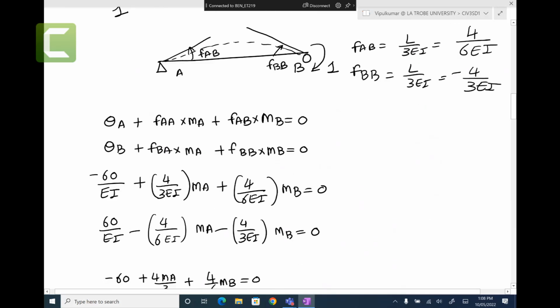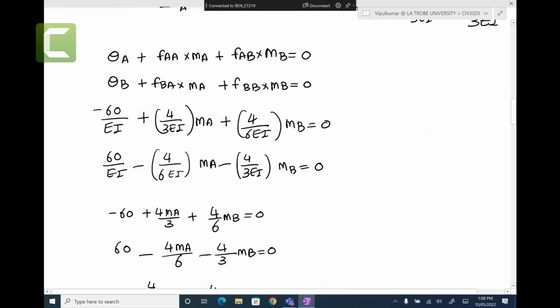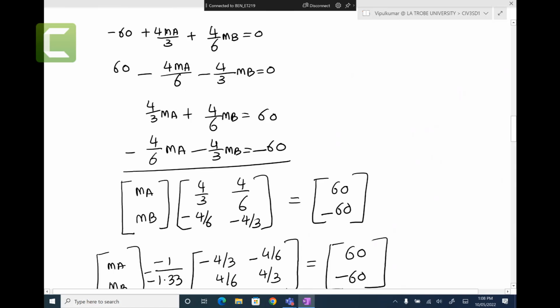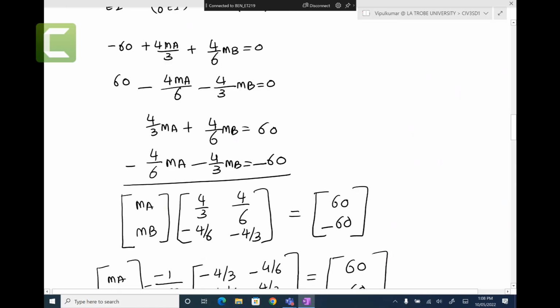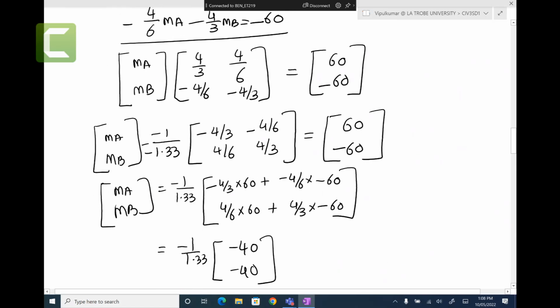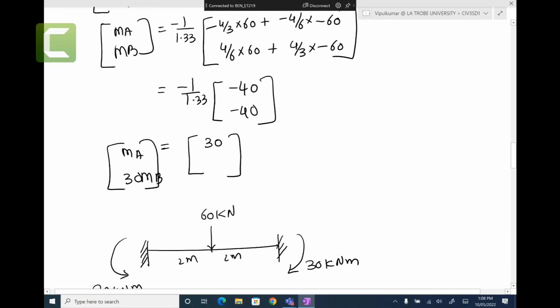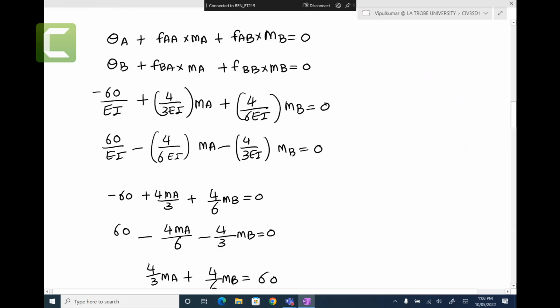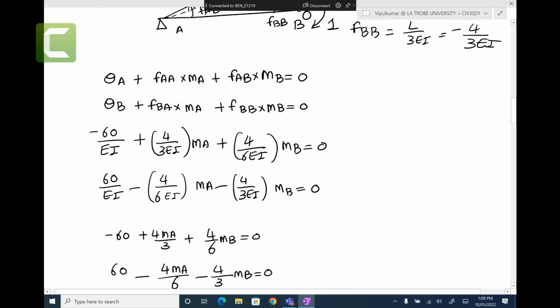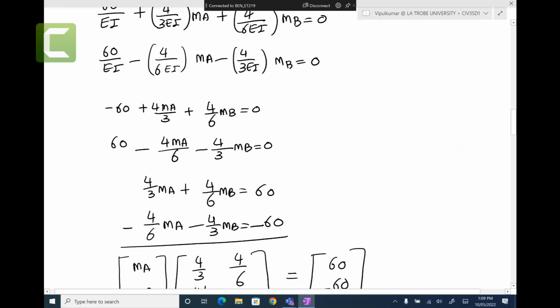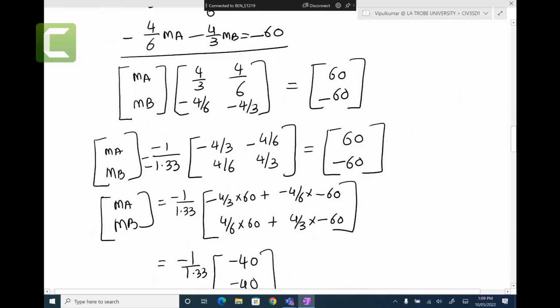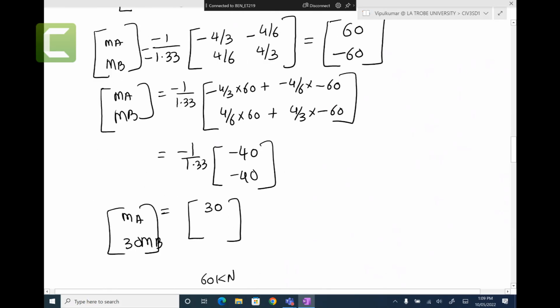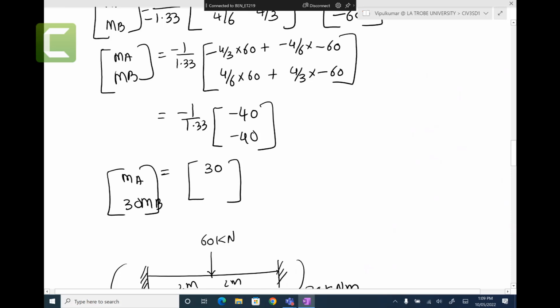Then we use the compatibility equations here, and from the compatibility equations we are able to find these MA and MB. Like this, you first find theta A, and then from that you can find MA and MB. That is just the procedure, and from that MA and MB you can find this one.